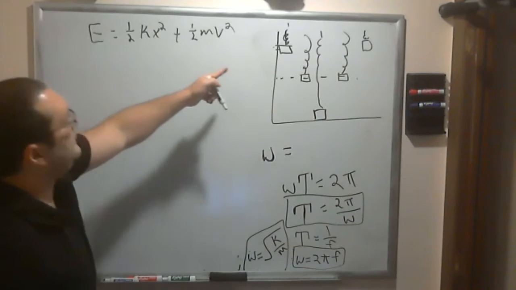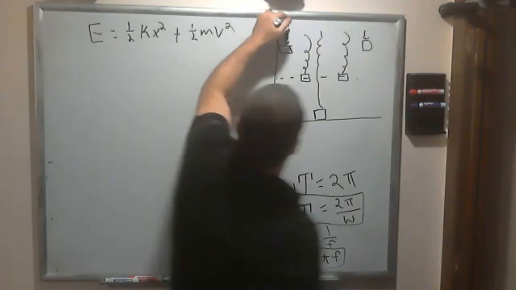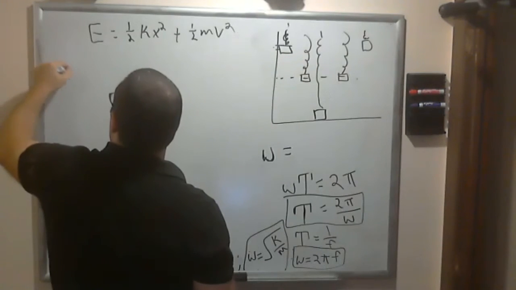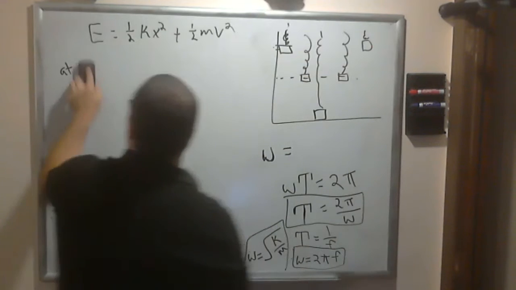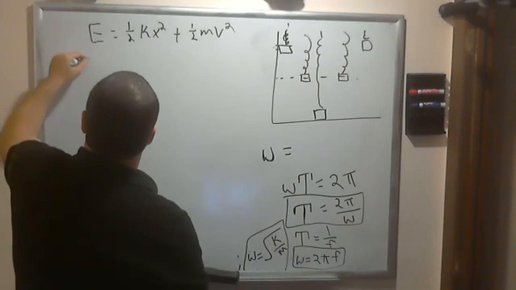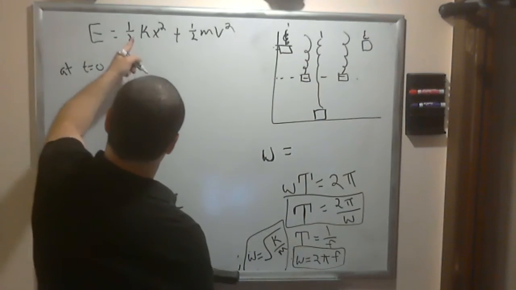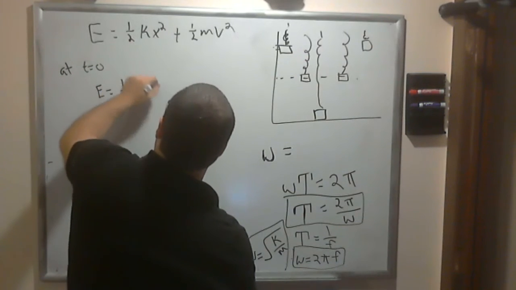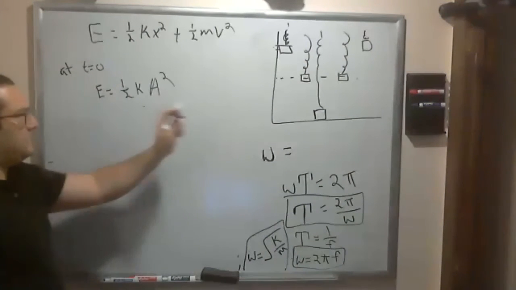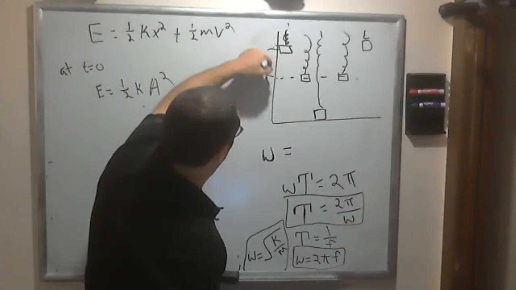And when it's at the top, at t is equal to 0, let's say for this case, E is equal to this, just the amplitude, right?